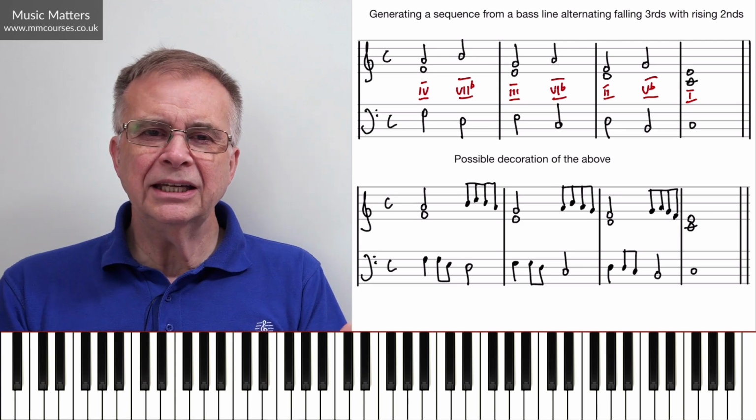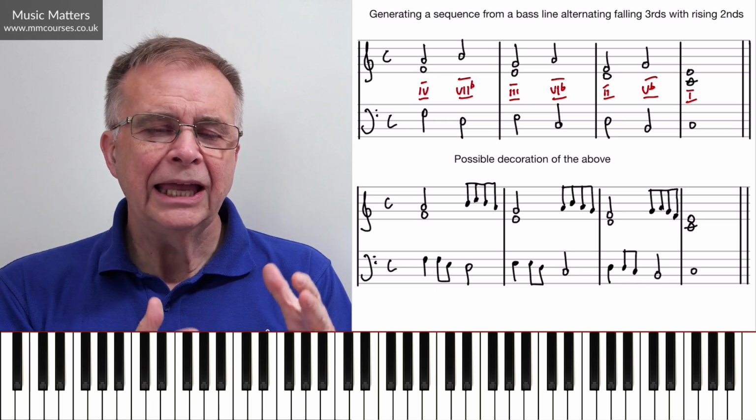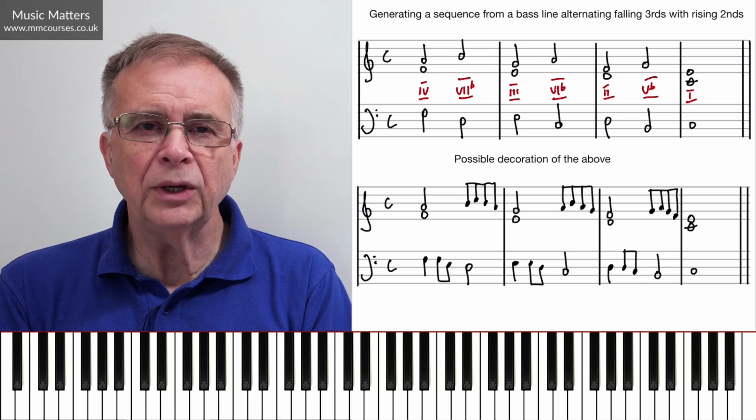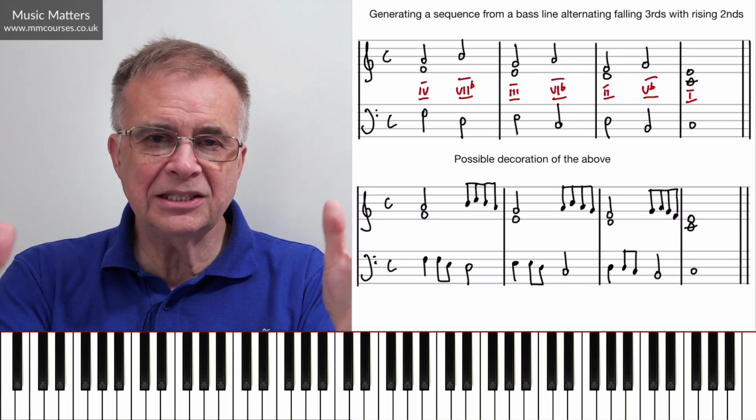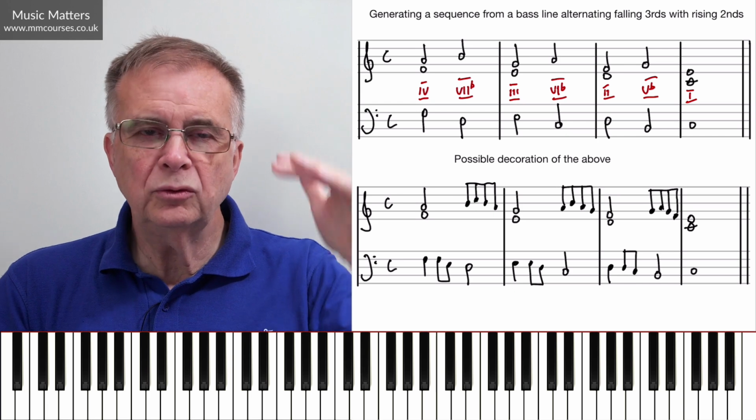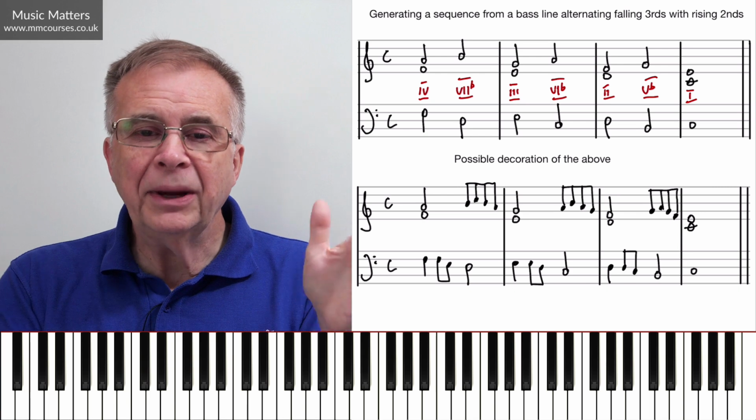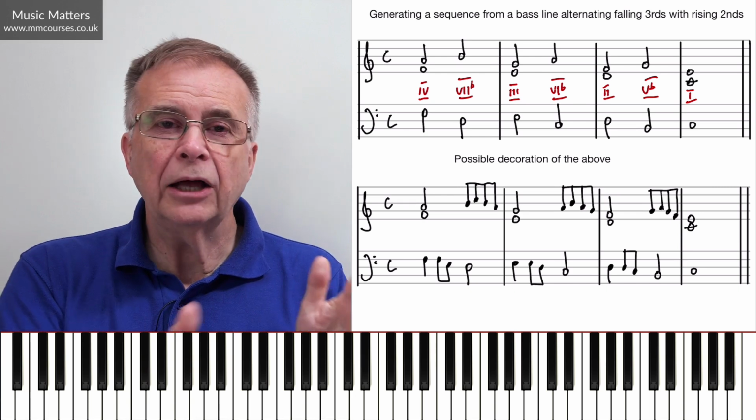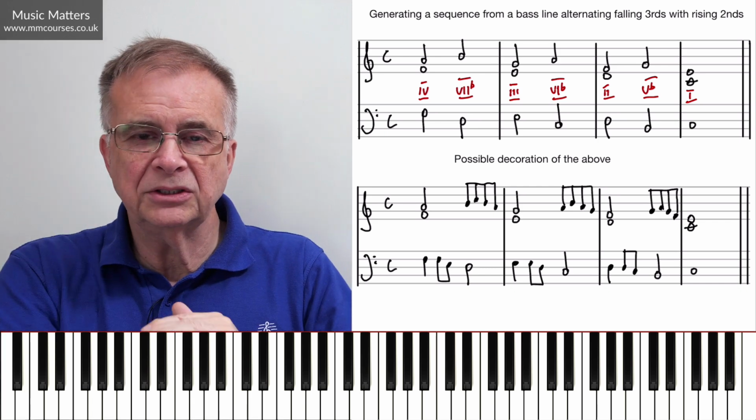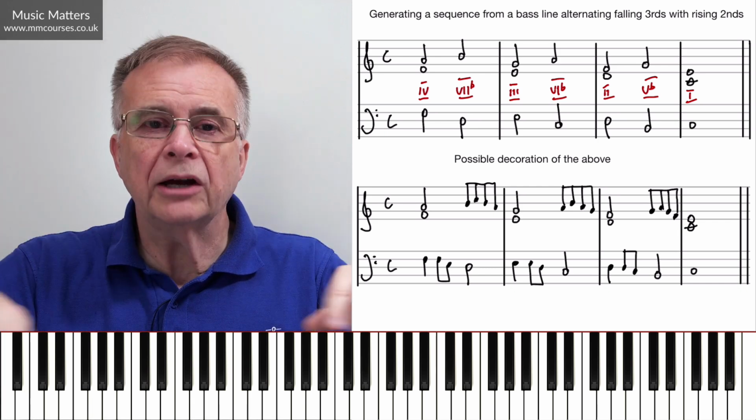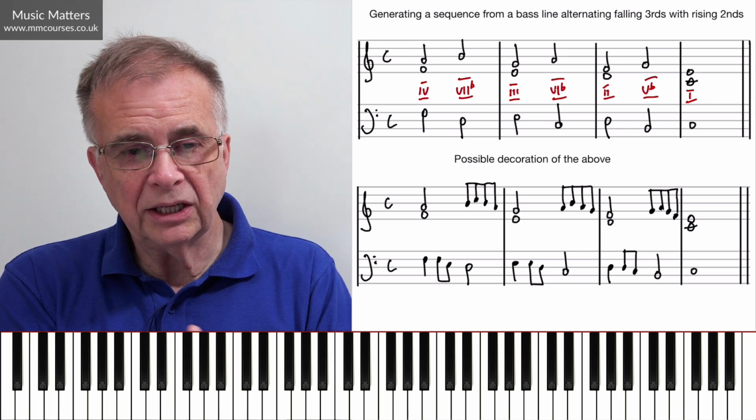So this is just getting into thinking about how do we write a sequence? If we haven't really got a melodic idea we can run with, how can we plan that from the bass line? So this little idea, falling third, rising second, falling third, and so on. So you get that pattern going in the bass, then you work out this alternation of root position with first inversion, root position, first inversion, work out what the chords are above the bass line, and then use that as the basis that you can decorate this with.